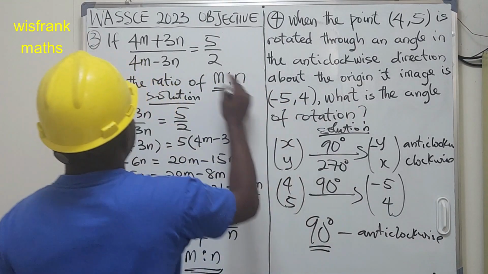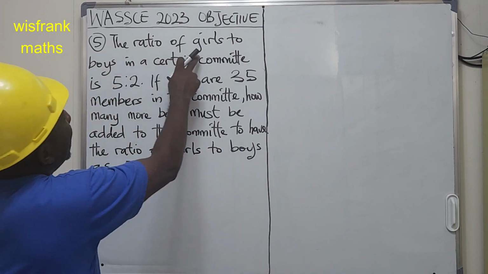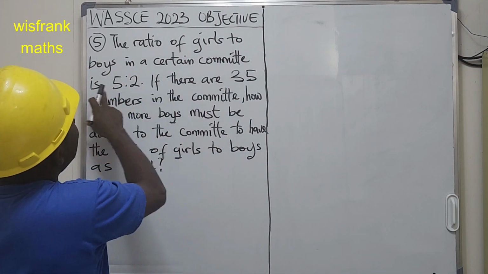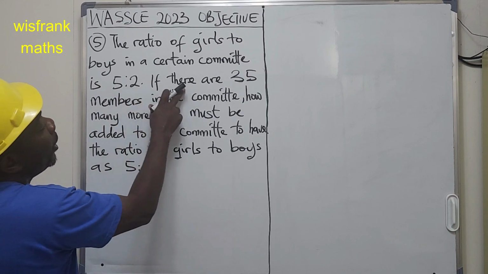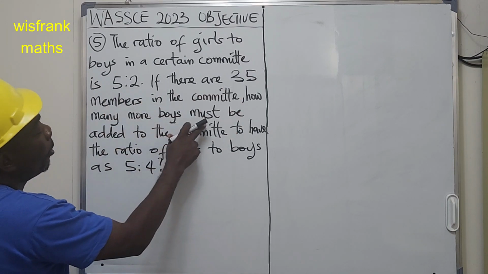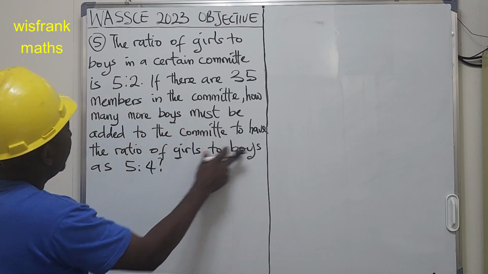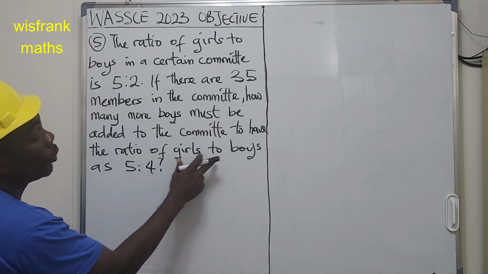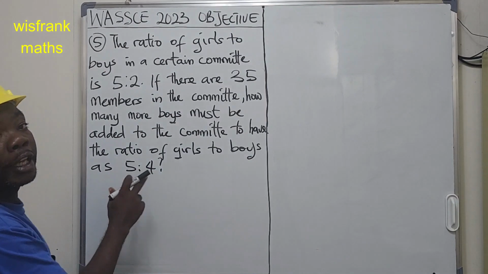Then number 5, we have the ratio of girls to boys in a certain committee is 5:2. If there are 35 members in the committee, how many more boys must be added to the committee to have the ratio of girls to boys as 5:4?